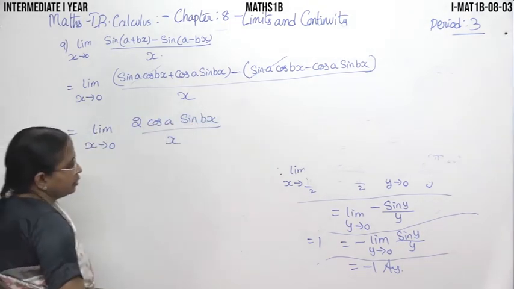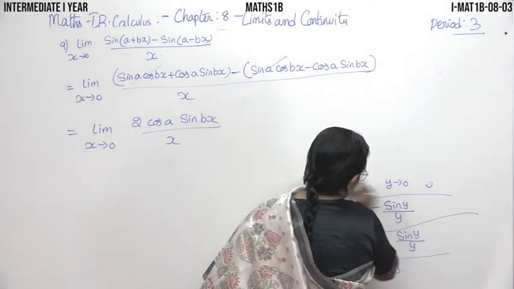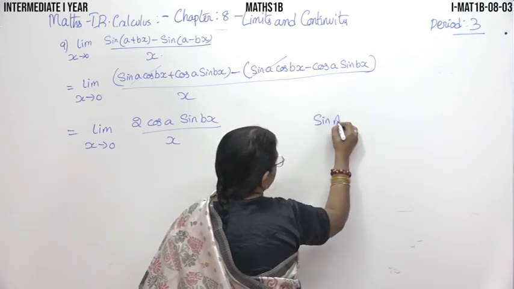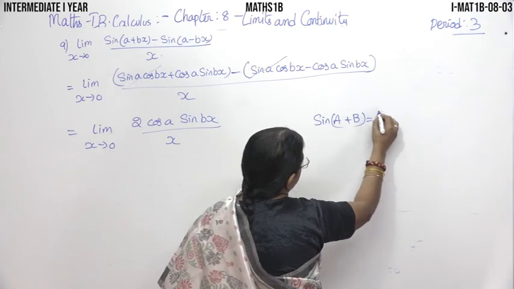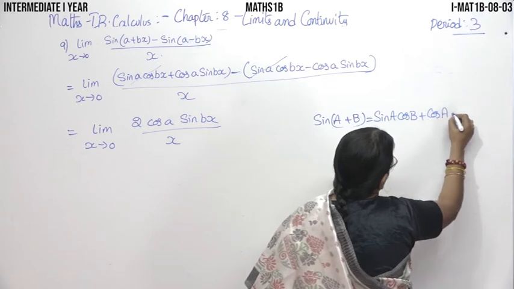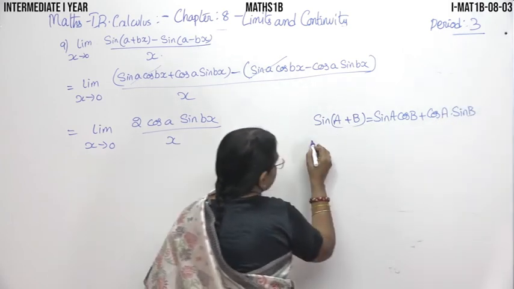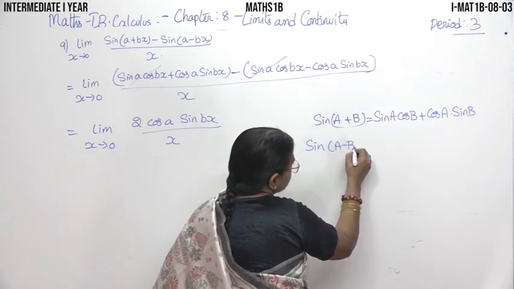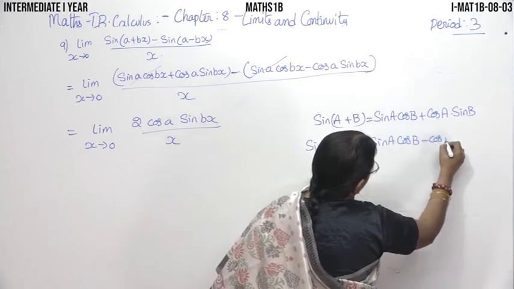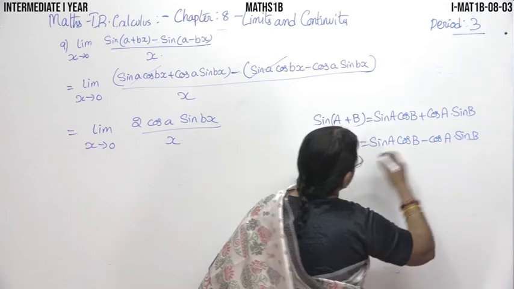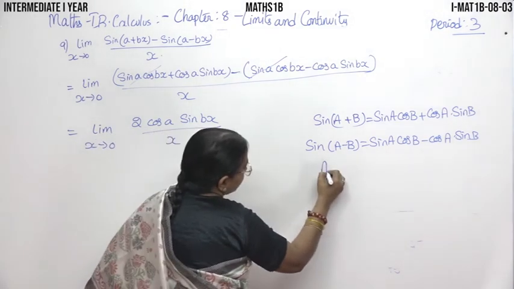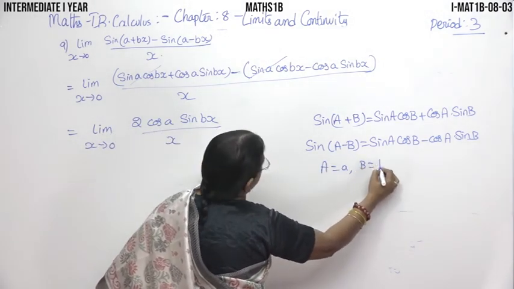So here what are you doing? You are writing the formula of sin a plus b and then sin a minus b formula. Sin a plus b is sin a cos b plus cos a sin b. And then sin of a minus b is sin a cos b minus cos a sin b. So like this we have the formula. So we are substituting that. A here is small a and then b is bx.